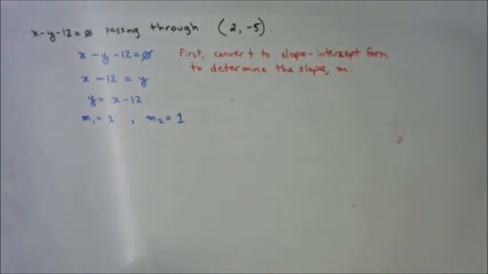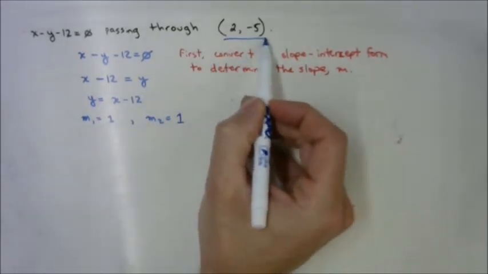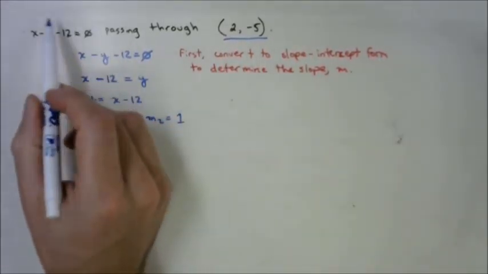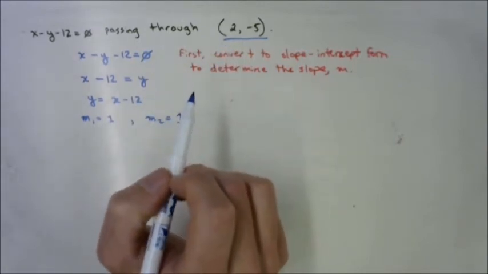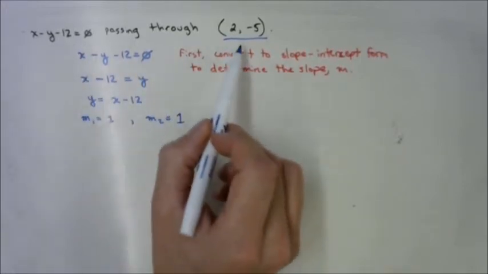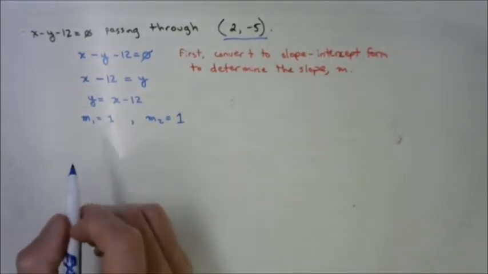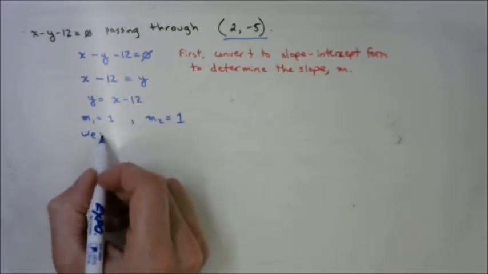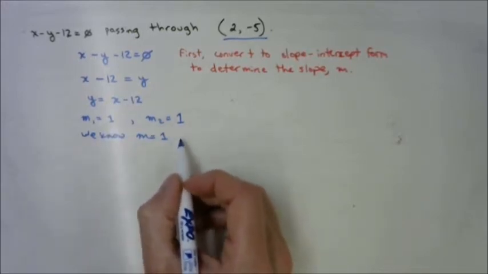So we know that the slope of our second line is going to go through this point. The first line does not go through this point. I'm not asked to graph any lines. I'm asked for the equation of a line that is parallel to this line and goes through this point. So now when we're talking about our second line, we know m equals 1.